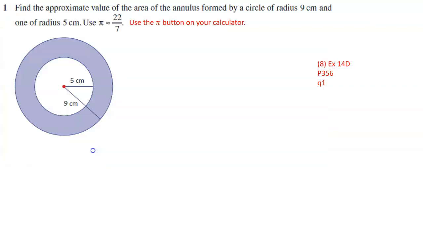Use that example to help you answer question 1 from exercise 14D. Pause the video while you do that, and don't use pi is approximately equal to 22/7. Use the pi button on your calculator.